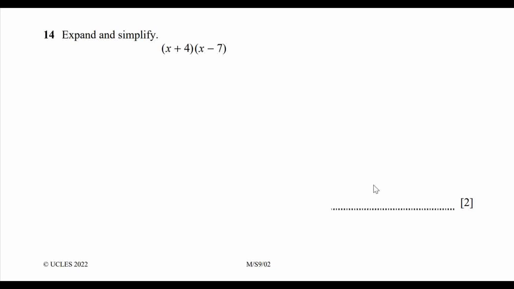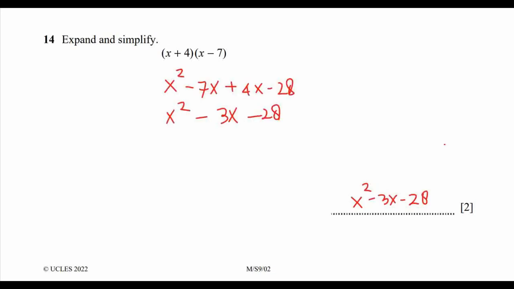Well, let's check out the answer, guys. As easy as this, it's x squared minus 3x minus 28. So what we do is we multiply this out. x times x becomes x squared. x times negative 7 becomes negative 7x. Next is 4 times x becomes 4x. Then 4 times negative 7 becomes negative 28. Then we simplify negative 7x plus 4x, which gives us negative 3x minus 28. So this is our answer.